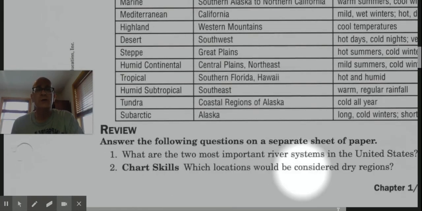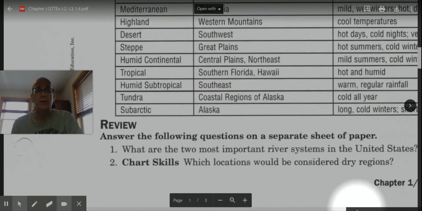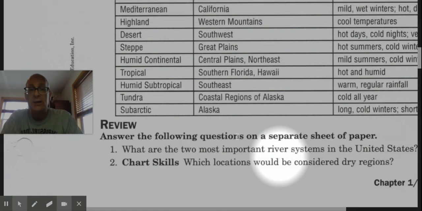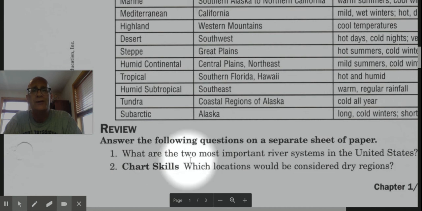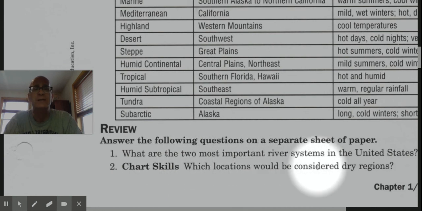Now, there are 2 questions at the bottom of the worksheet. However, I am going to be asking you 3 questions, and I'd like you to answer all 3 on a Google Doc. One of the questions is not going to appear on the worksheet, so you're going to have to listen carefully. The first question is based on the reading: what are the 2 most important river systems in the United States? We discussed it in the reading above.